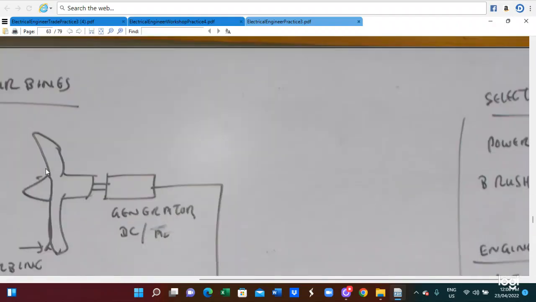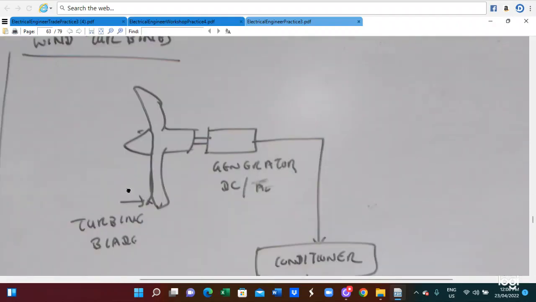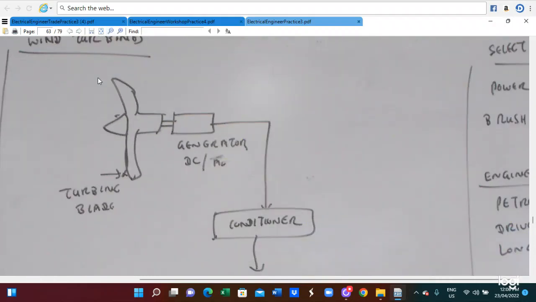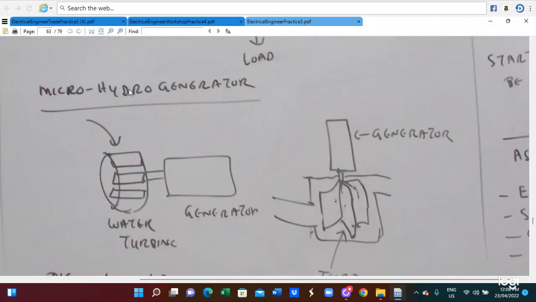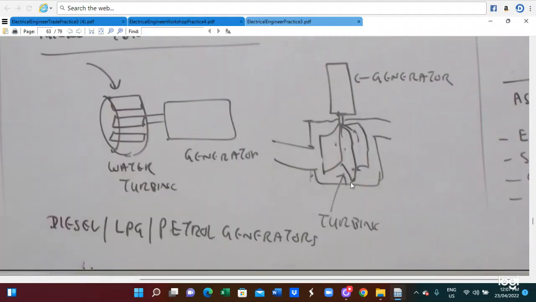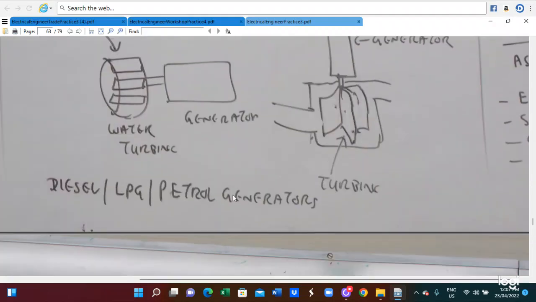So here is a wind energy system. Wind power supply has a turbine blade and this is the generator, AC to DC. We connect to the conditioner and connect to the load. We also utilize a micro hydro generator system, where flowing water turbines drive the generator. This is the horizontal type, this is the vertical type generator. The diesel or petrol generator is also utilized.